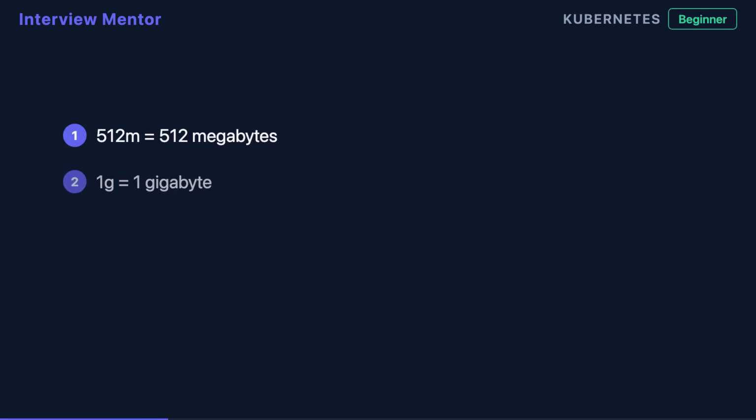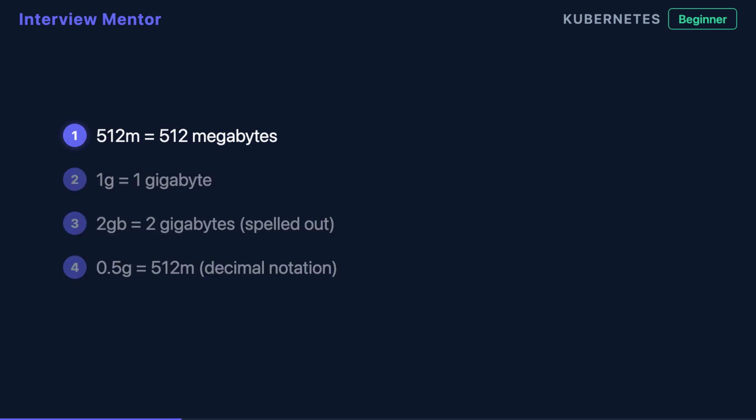Memory limits accept several unit formats. You can use m for megabytes, g for gigabytes, or spell them out as MB or GB. All of these are equivalent: 512m, 0.5g, and 512MB. Choose the format that makes your configuration most readable.